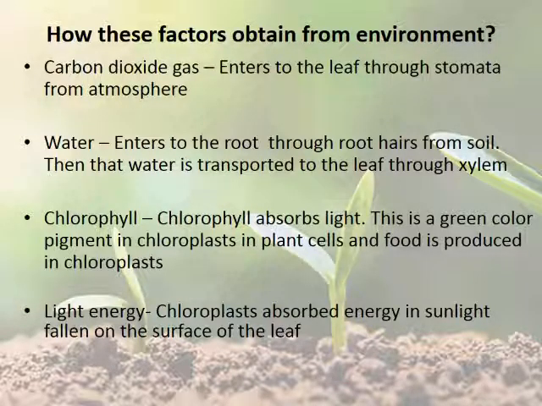Then next, chlorophyll. Chlorophyll absorbs light. This is a green color pigment in the chloroplast in the plant cell, and food is produced in the chloroplast. Finally, light energy. The chloroplast absorbs energy in sunlight when it is on the surface of the leaf.